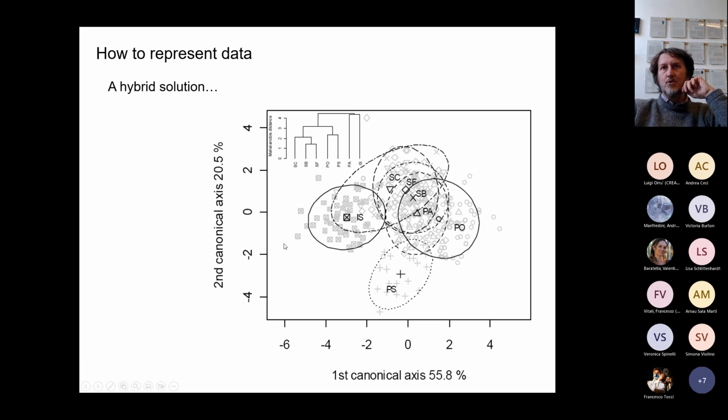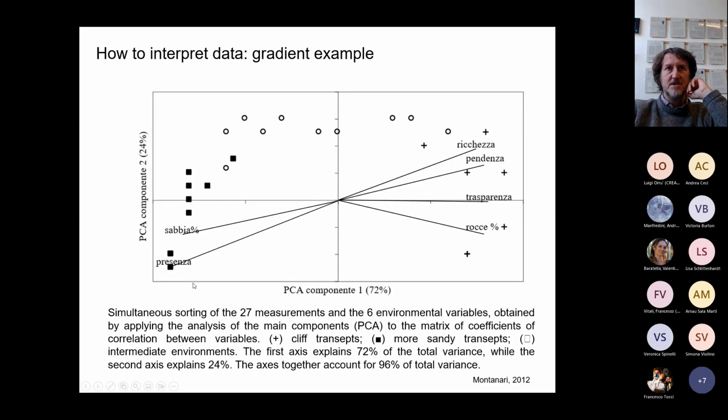This is a hybrid solution with all the observations, so all the scores of the observations, together with this black one. This is the centroid, and also the representation with the ellipses that we see. So this is not a PCA, but it is a similar graphical representation.